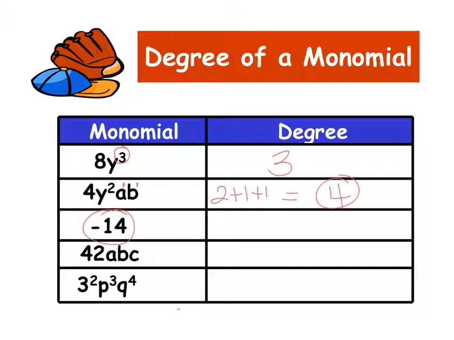All right, negative 14, that's a constant. Any constant number has a degree 0. With 42, I have 1a, 1b, 1c, so I add all my exponents together, and I get a degree of 3. And here are the exponents that I add together: 2 plus 3 plus 4, that's 9, so my degree is 9.